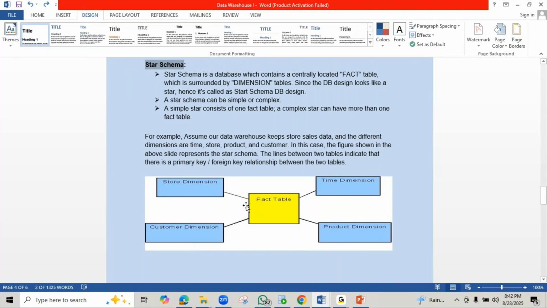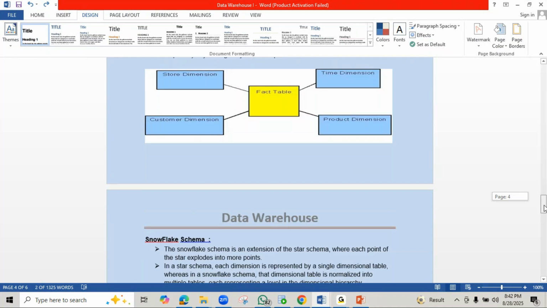Okay, now anyone, any question, guys? Anyone? Okay, this is a very important topic, guys, from the interview point of view. Silence means no question. Then now we are going for the next point.